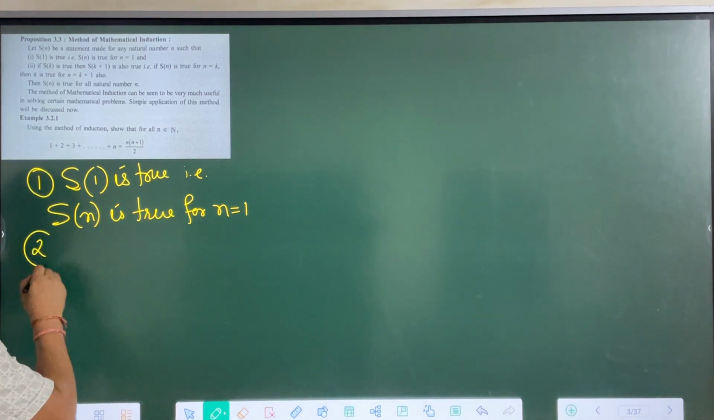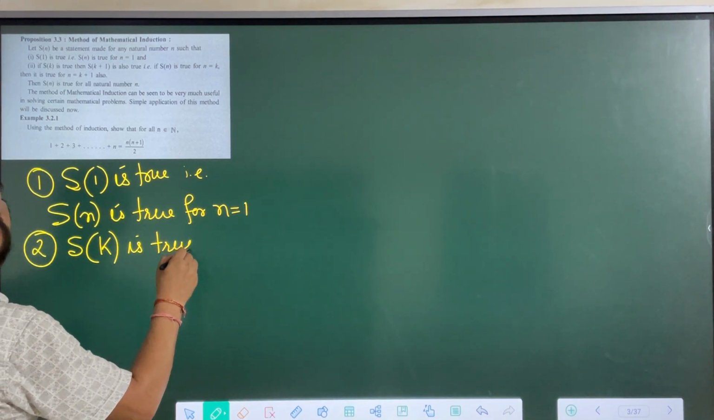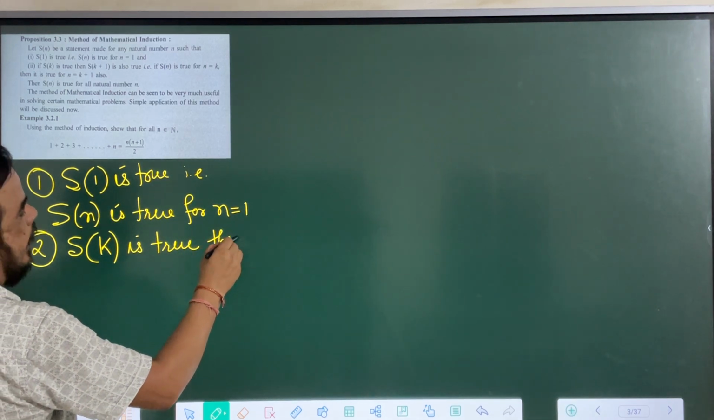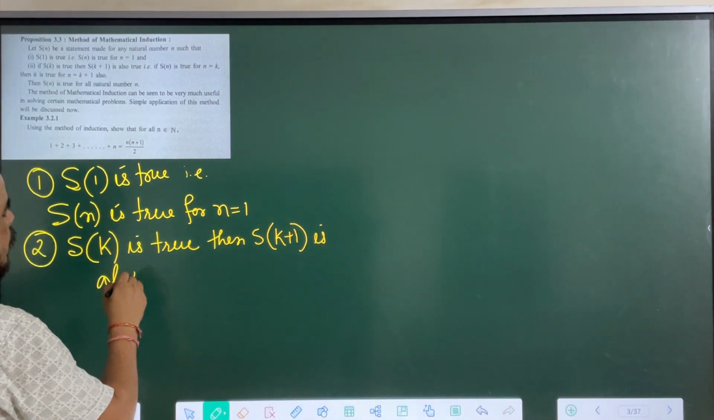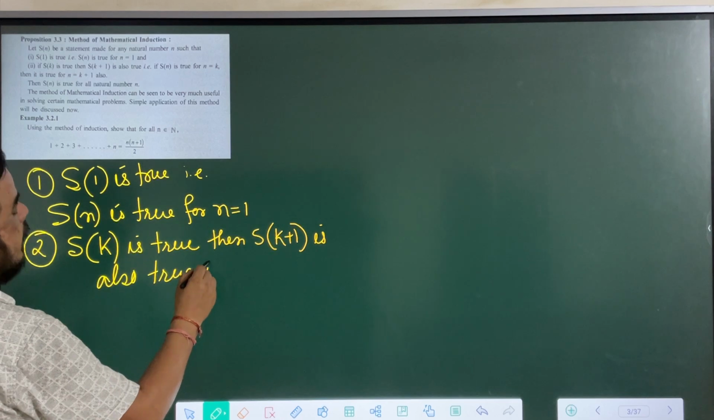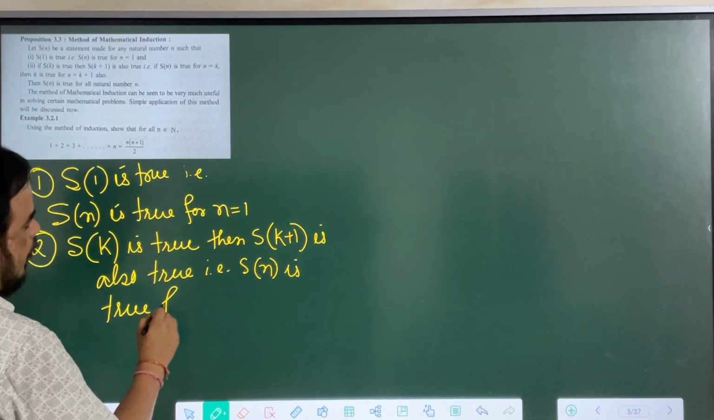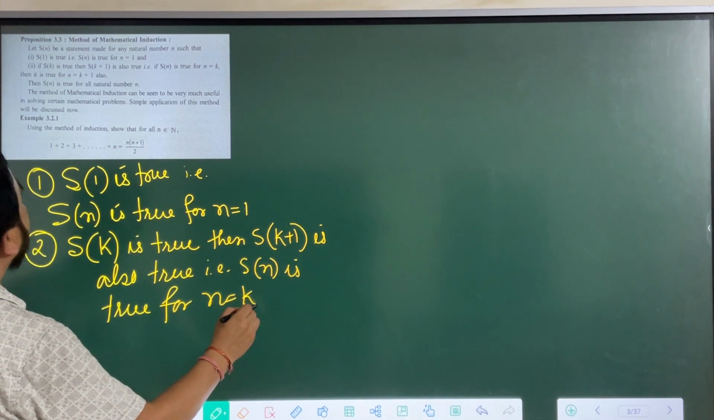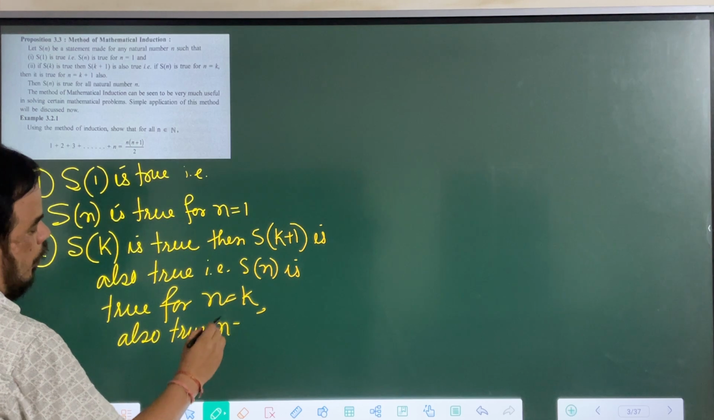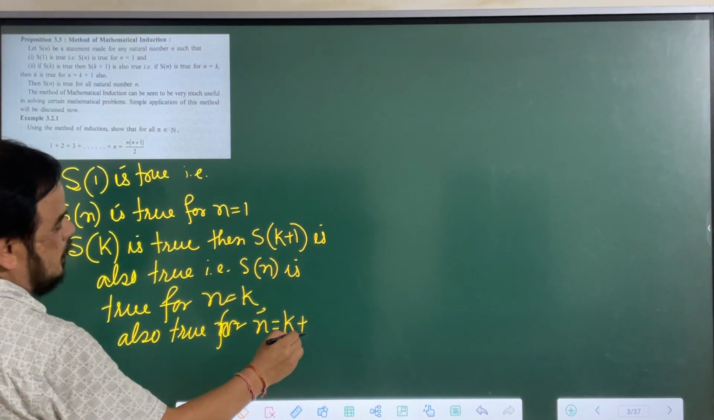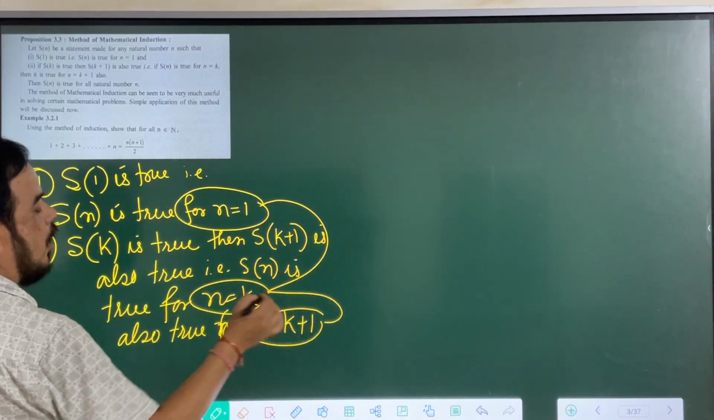So number 2, if Sk is true, then Sk plus 1 is also true, that is Sn is true for n equals to k, and it is also true for n equals to k plus 1. So these 3 points are required.